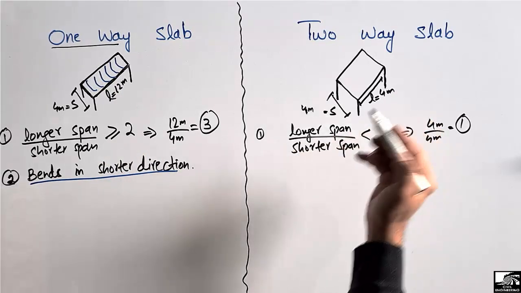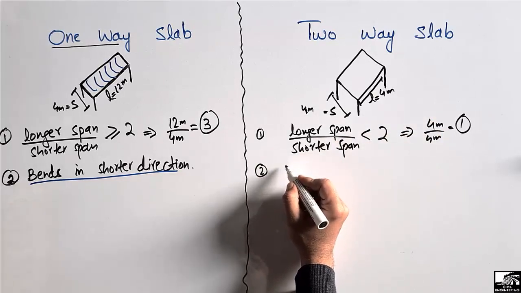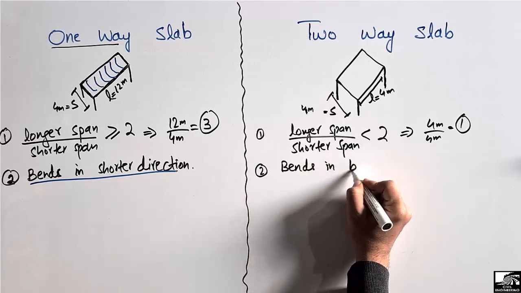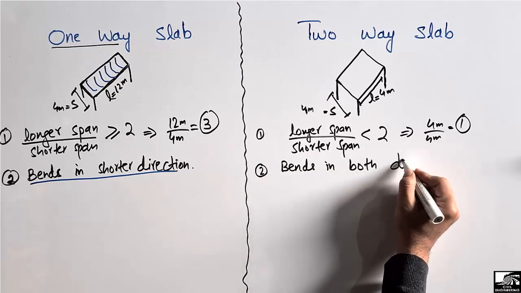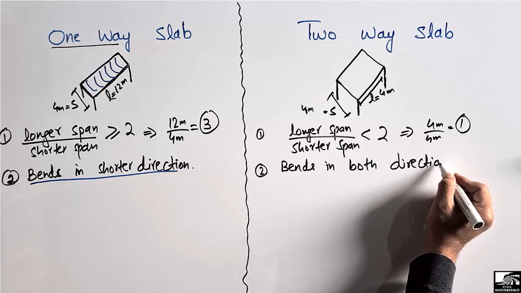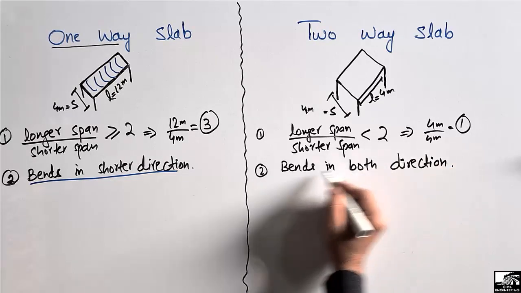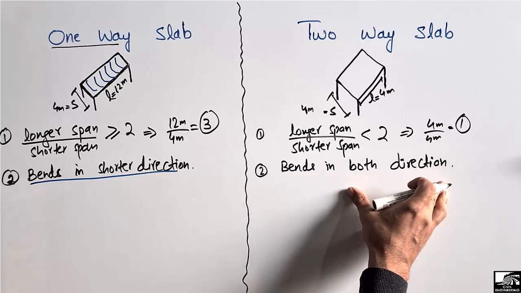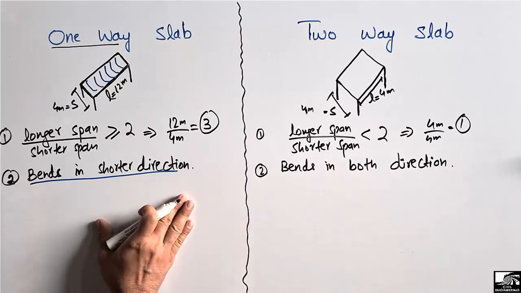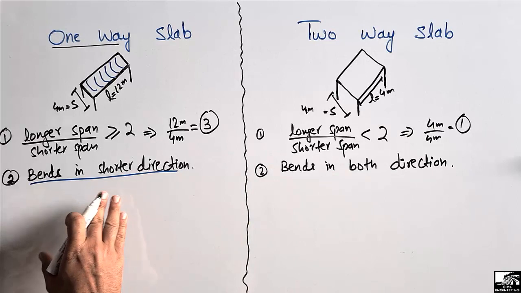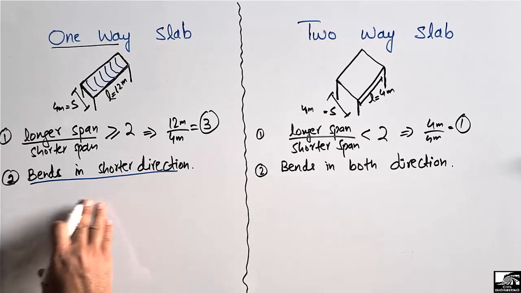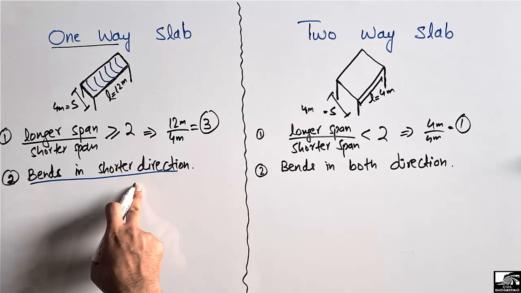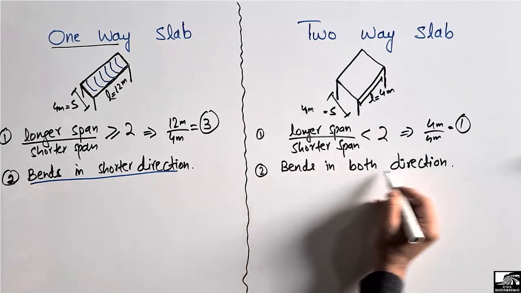While in the case of the two-way slab, it will bend equally in both directions, and we have to design the reinforcement as main reinforcement. In such a case, the reinforcement will be provided equally in both directions. While in the case of the one-way slab, the main reinforcement will be provided only in one direction, because it bends dominantly in the shorter direction, while the two-way slab bends in both directions.